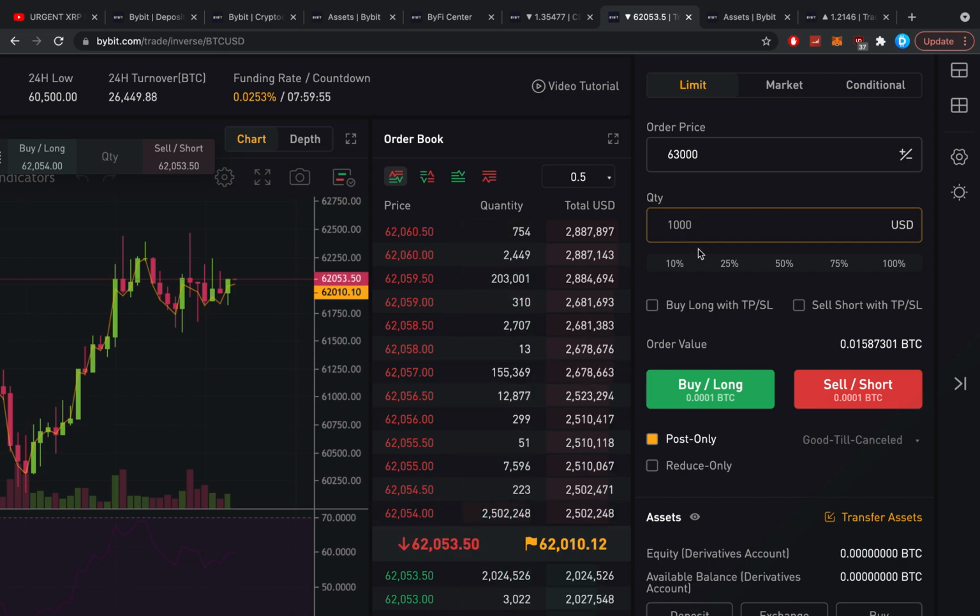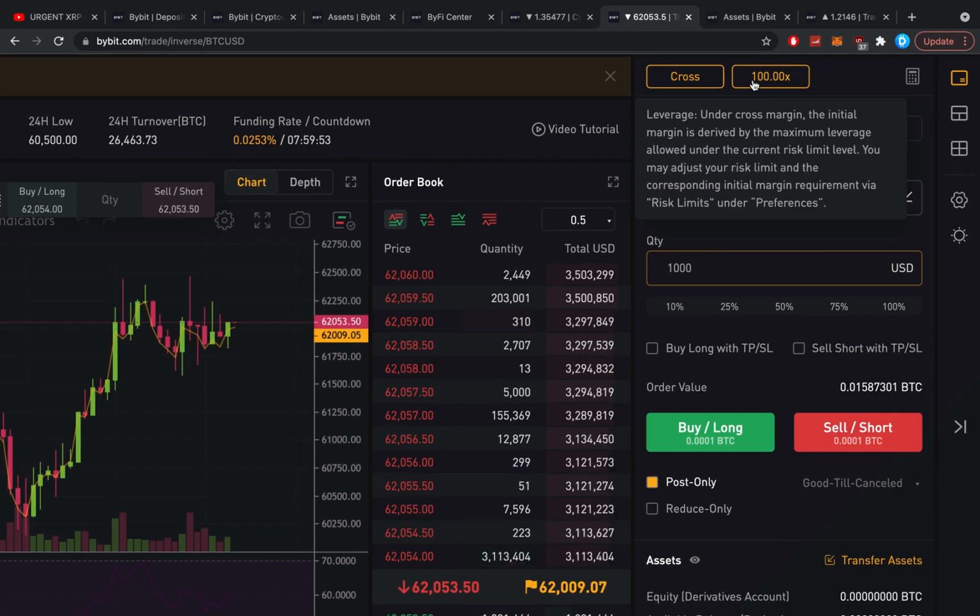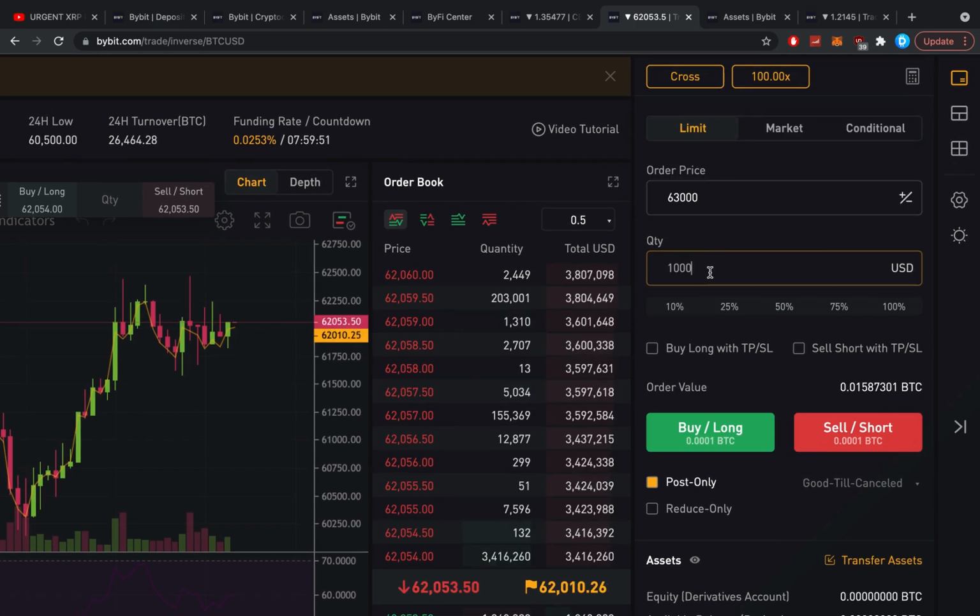However, there's a couple things to note. Right now, we have leverage of 100 times, which basically means I'll be buying $1,000 worth, but I'll actually only be spending $10 to be able to buy that, right? The order value, this $1,000, is equal to this order value right here. This is the dollar version.